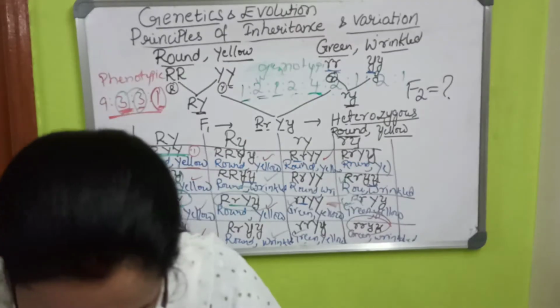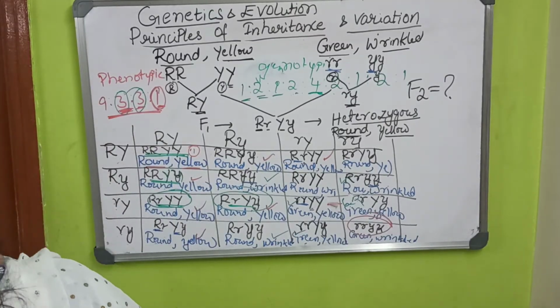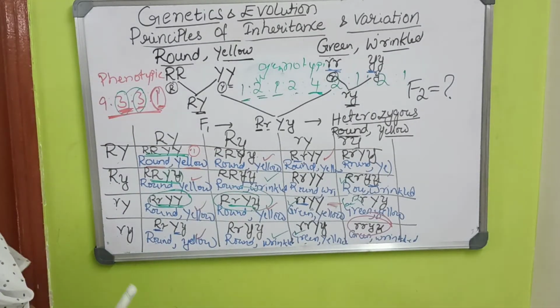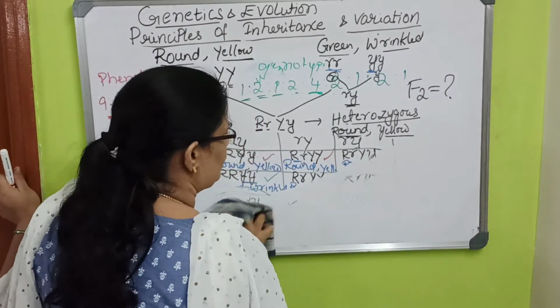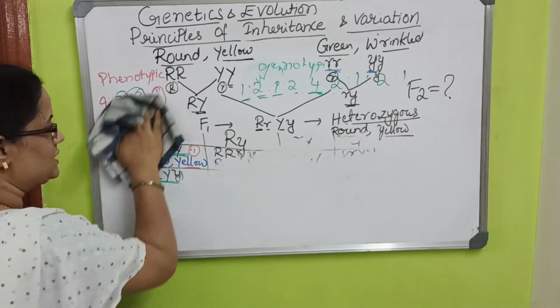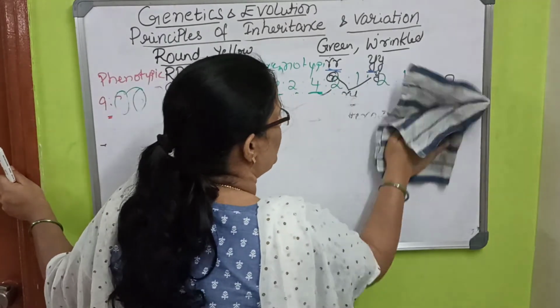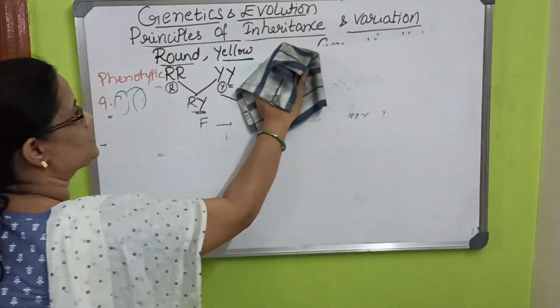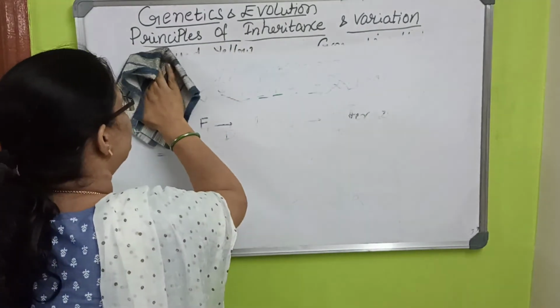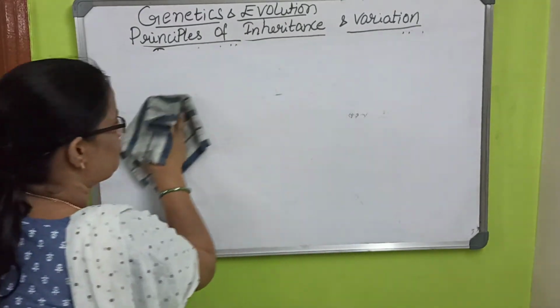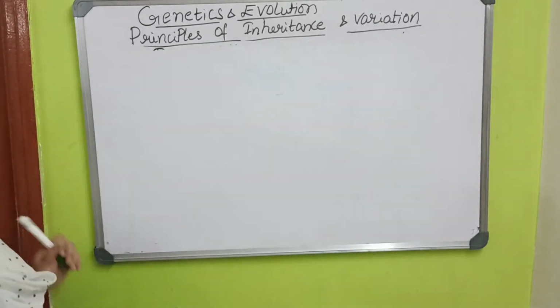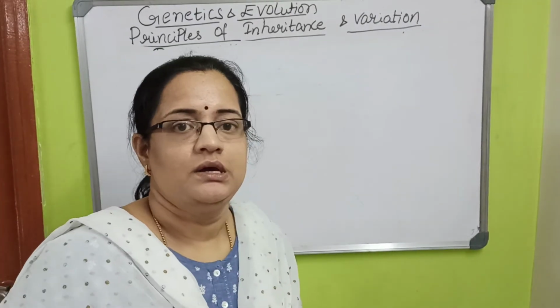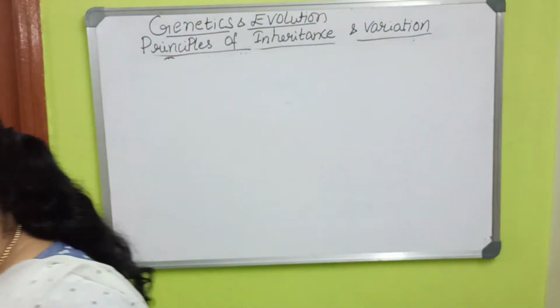So next I will move on. I hope you understood this. Mendel's law, dihybrid cross and monohybrid cross, everything I have explained. Now I will tell the remaining ones: incomplete dominance, codominance and complete dominance. There is another definition as well.